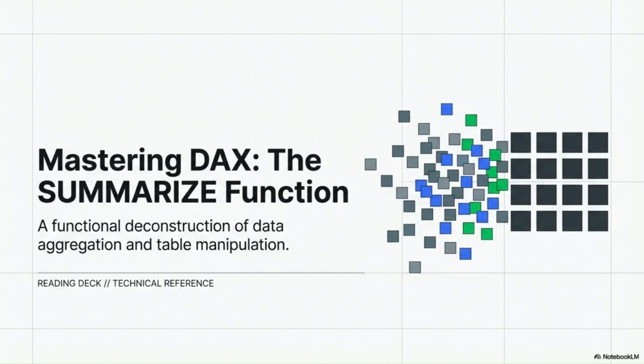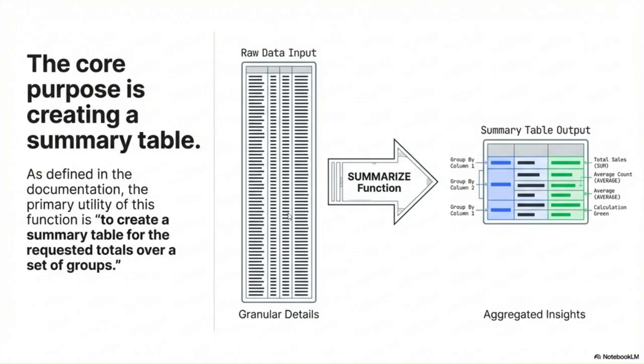Summarize is one of the most powerful functions in DAX, especially when you want to build summary tables or perform advanced aggregation. The core purpose of summarize is to create a summary table. It allows you to group data by one or more columns and calculate aggregated values for each group. We can think of summarize as the DAX version of a GROUP BY statement in SQL.